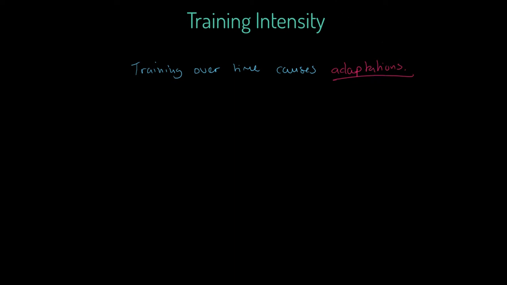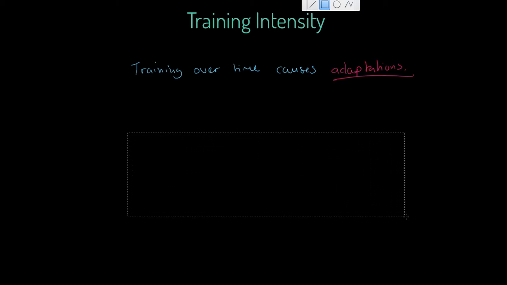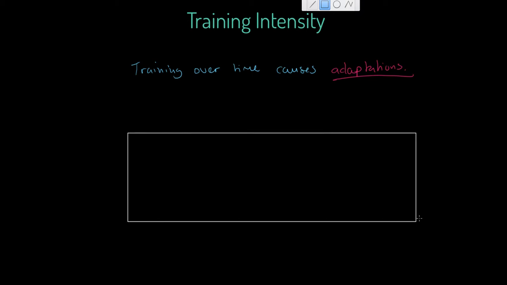Now, in order to achieve that, I've got my little rectangle tool here. I'm going to make a rectangle. So let's make it nice and big like this, okay? So I've made myself a rectangle. Great. Where am I going with this?